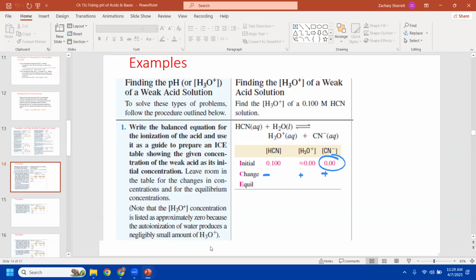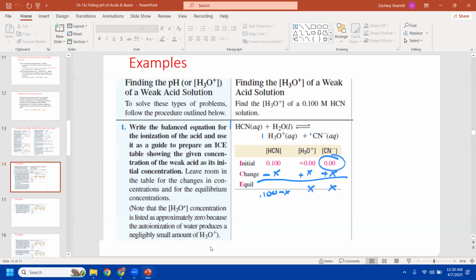Let's use X. Do we have to put in any 2X's or anything like that? Or is everything 1-to-1 ratio? They're all 1-to-1, right? One of these makes one of these and one of these. So we're going to minus X from here, plus X, and plus X. Everybody comfortable with that? That tells us that at equilibrium, we have 0.1 minus X, 0 plus X, which is just X, and 0 plus X is just X.